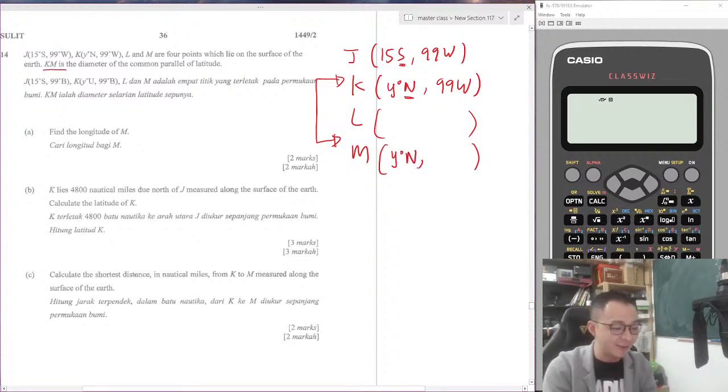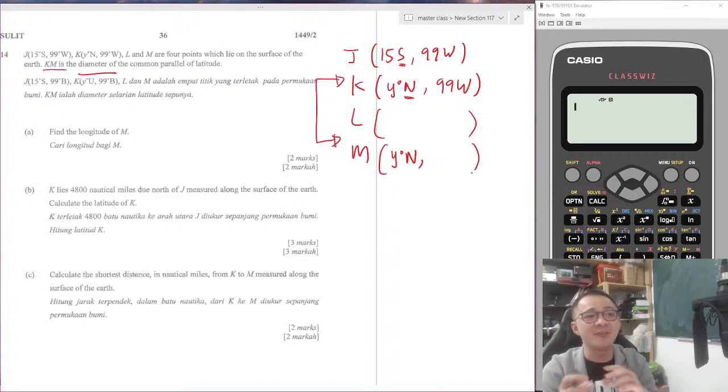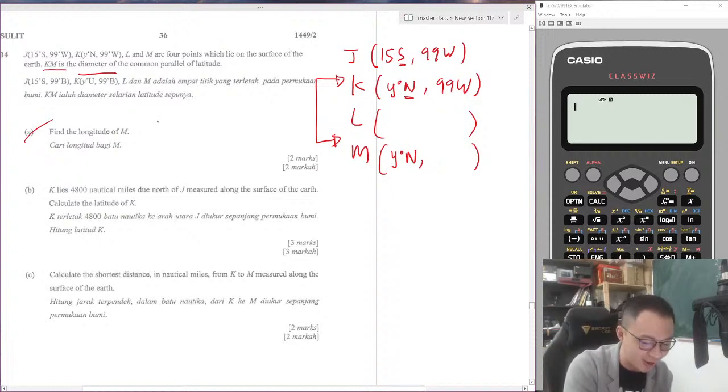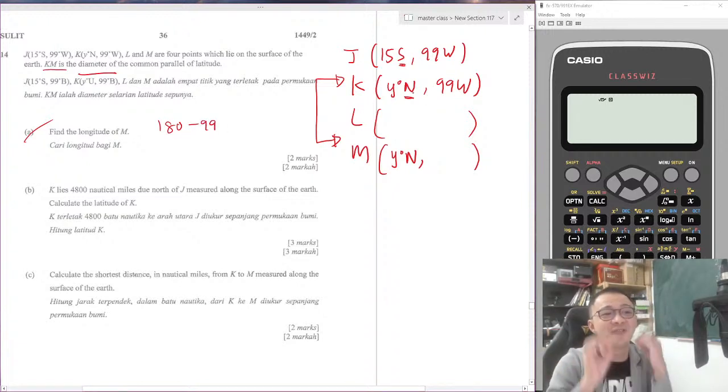And then since it's a diameter, for the longitude here we use 180 minus 99. And then we change the sign. If W, we change to E. If E, we change back to W. Because here they ask about longitude only, they do not want me to find the latitude. So I'll just do something like this. Show I'm working for 2 marks, 180 minus 99. Because 180 is always used, 180 is fixed already. Some students will surely ask me, sir, how do you know about using 180 to minus 99?